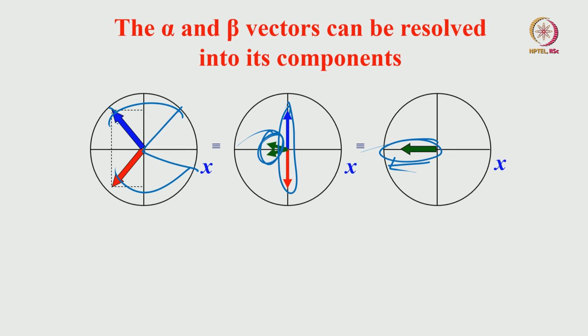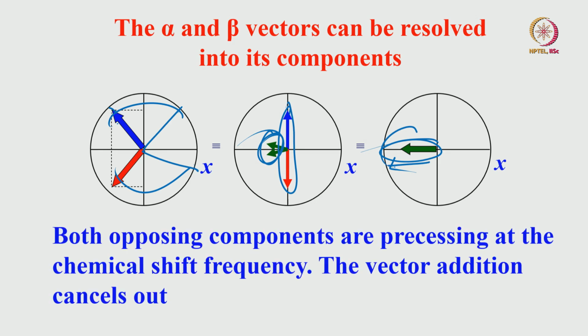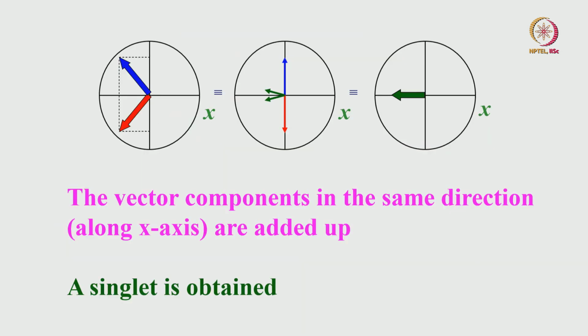What happened now? In the case of the CH vector at exactly 1 over 2J, you apply a 180 pulse and you see magnetization is along the minus x axis. Both the opposing components are cancelling out. The vector addition cancels this one, whereas this one gets added up. Alright. That means you are going to get a singlet. That is fine.